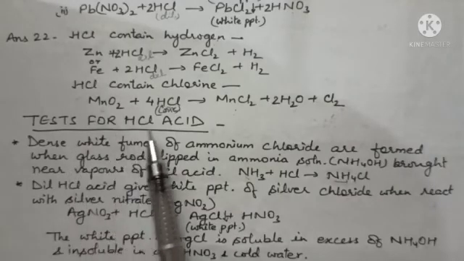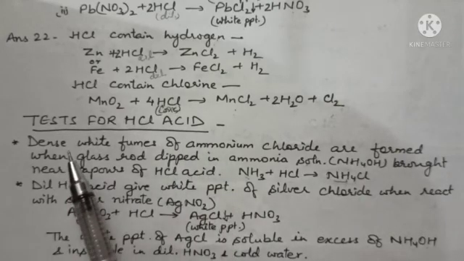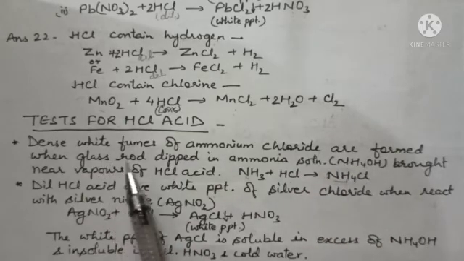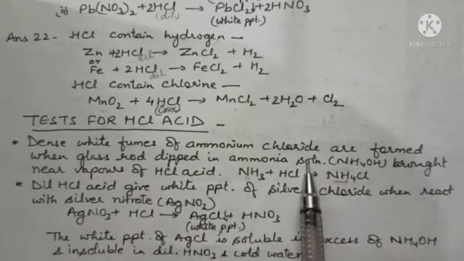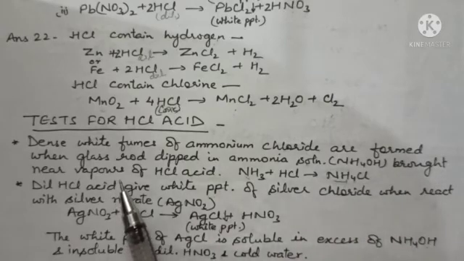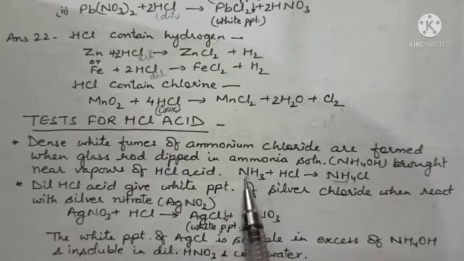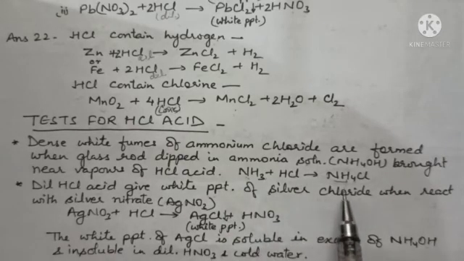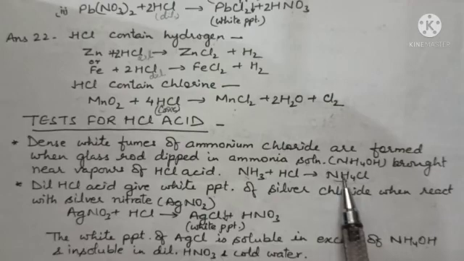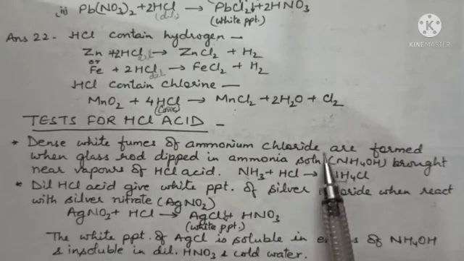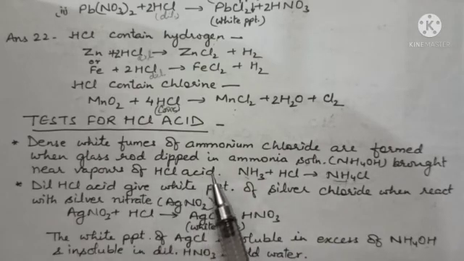Next is your test for hydrochloric acid. First, dense white fumes of ammonium chloride are formed when a glass rod dipped in ammonia solution is brought near vapors of hydrochloric acid. Right, and what is the equation? NH3 plus HCl gives you what? NH4Cl, and you will get dense white fumes of ammonium chloride when a glass rod dipped in ammonia solution is brought near the vapors of hydrochloric acid.